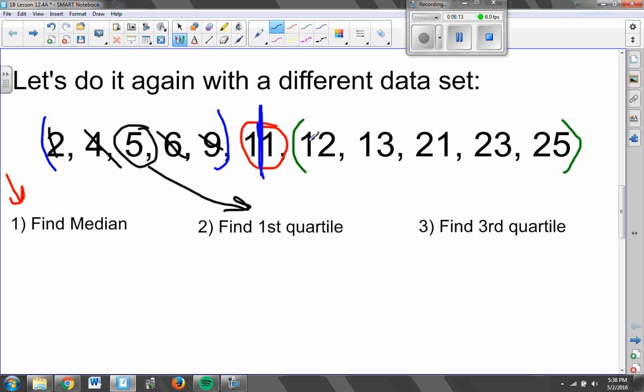And then if I want to find the third quartile, I'll go to this upper half on the right, 12, 13, 21, 23, 25. Find the median there, cross, cross, cross, cross, and that is 21. So 21 is the third quartile.